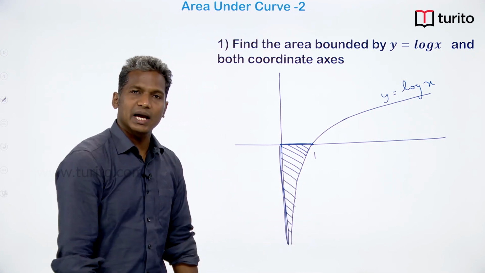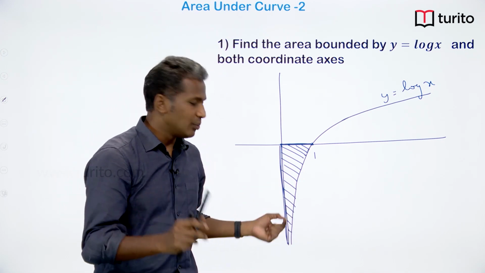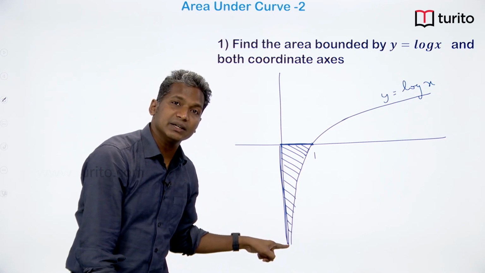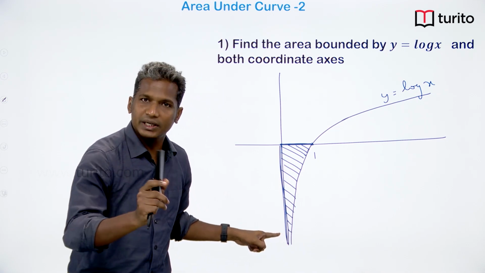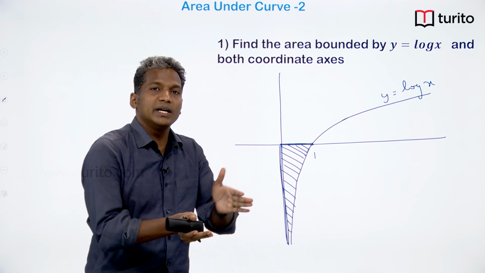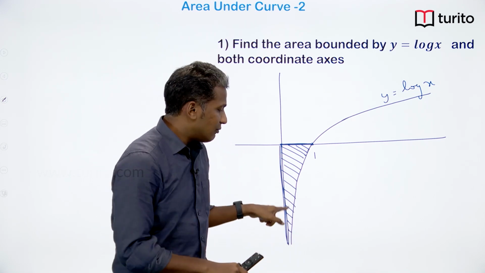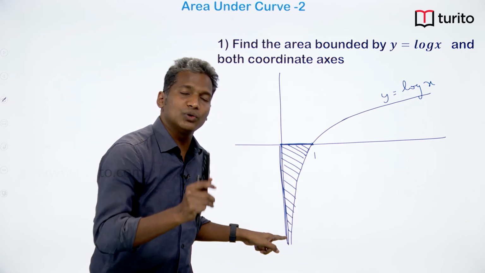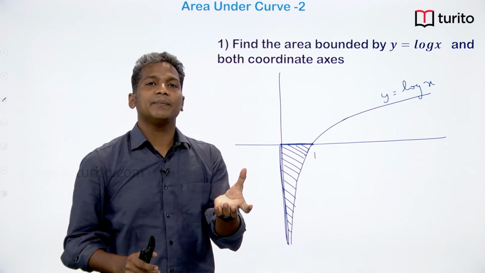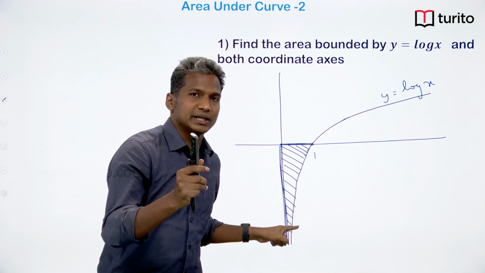Now looking at this diagram, is this a closed diagram? Of course not, because the log of x graph is never touching the y axis, it is not intersecting it either. So that means this is an open-ended region. Open-ended region means it is not closing, but because the y axis acts as an asymptote for log of x, this area will converge to a finite value. That is why this is still a bounded region.